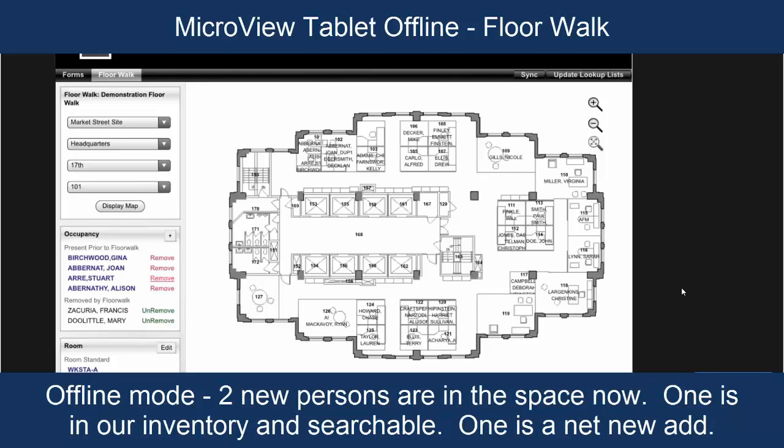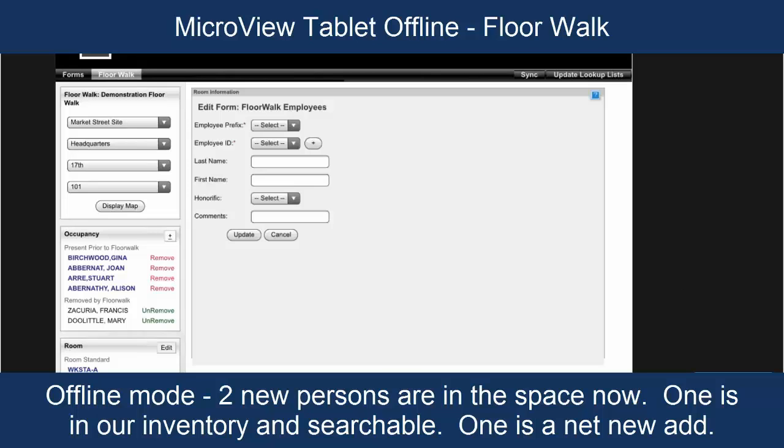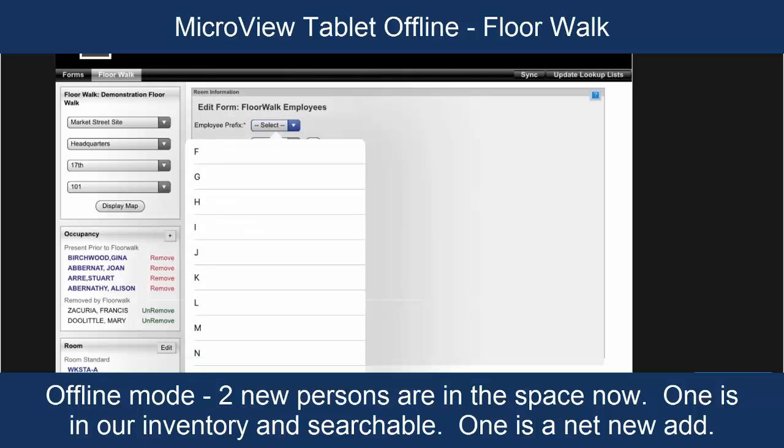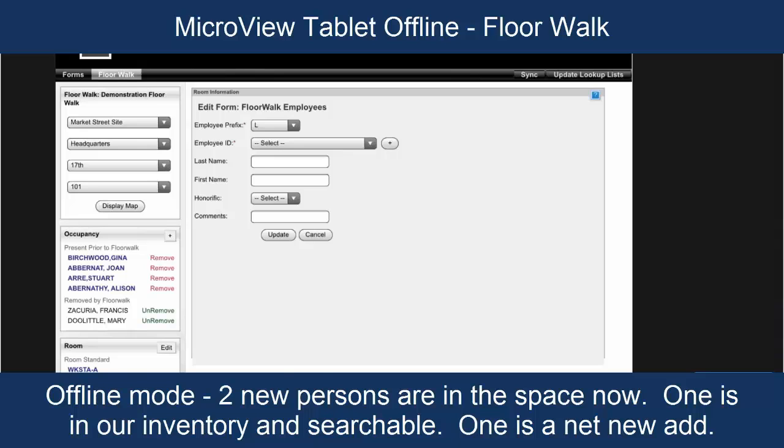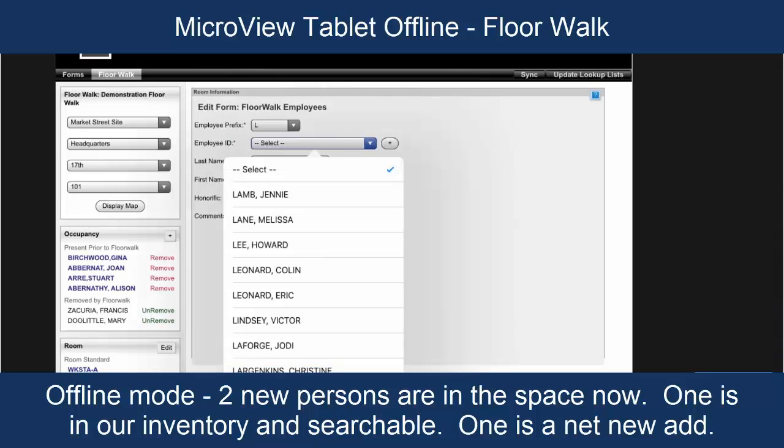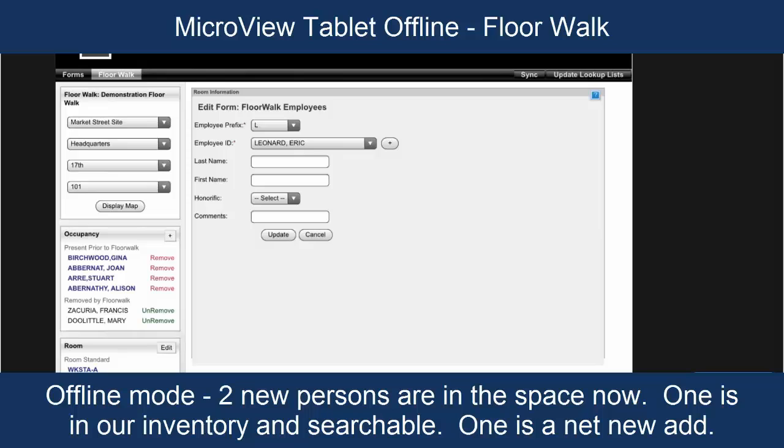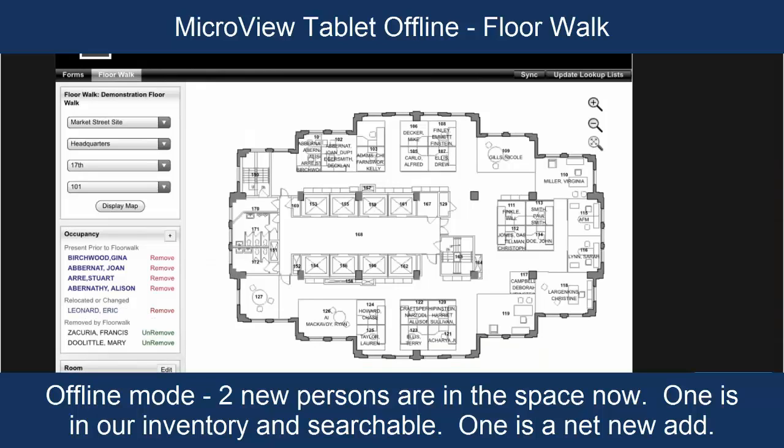There's probably 6 desks in here, and there's 2 more people sitting in here now. So we're going to add the new folks that we found back. An easy way to do that is to look them up by last name in the database. We'll find some folks with an L last name. We're going to say Eric Leonard is sitting there. You can also update information about that person's other attributes. We're not going to do that here. Click update, and it will show Eric Leonard is being added to the room.